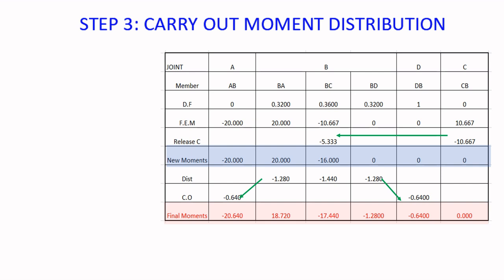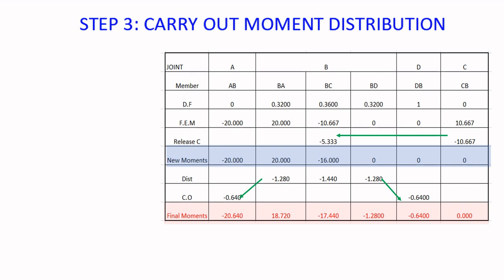So for AB, it remains the same, negative 20. For BA, you get 20. For BC, now you add 10.67 plus negative 5.33 and you get negative 16. The rest of the values now remain 0, and of course CB now becomes 0. Now let's start balancing the moments.